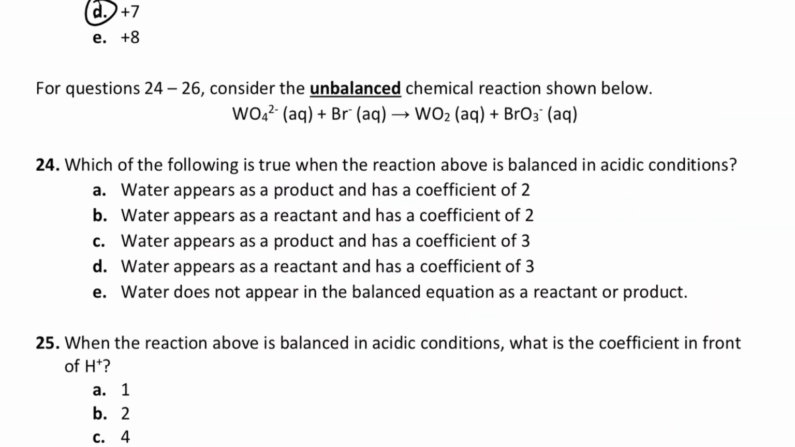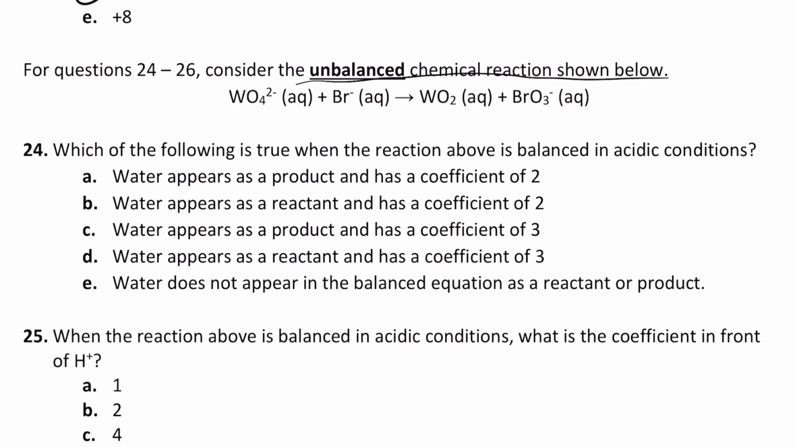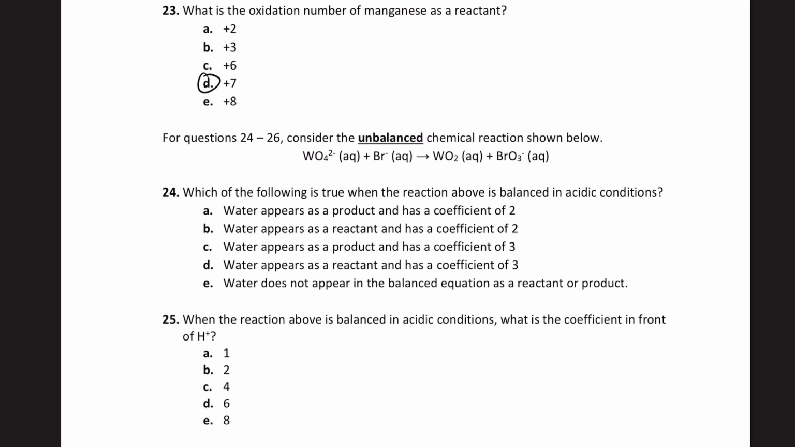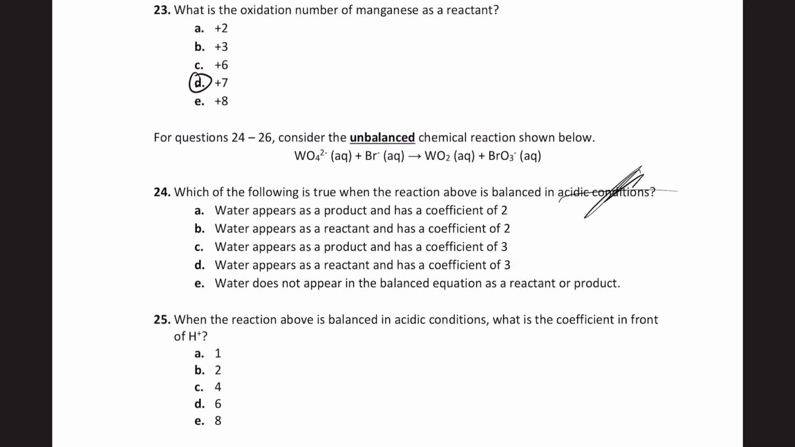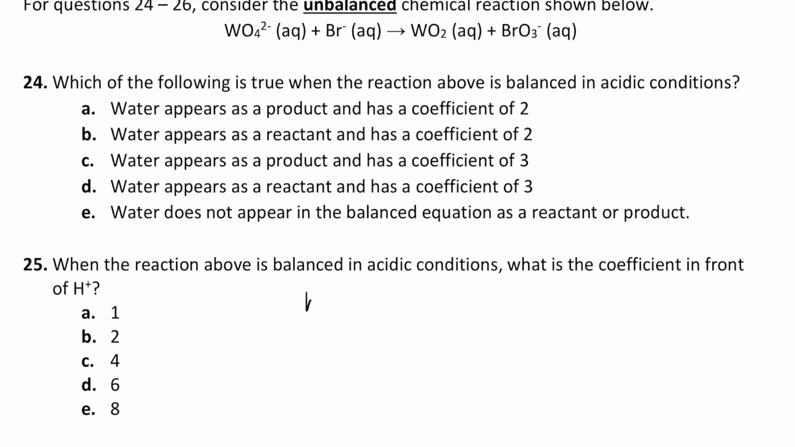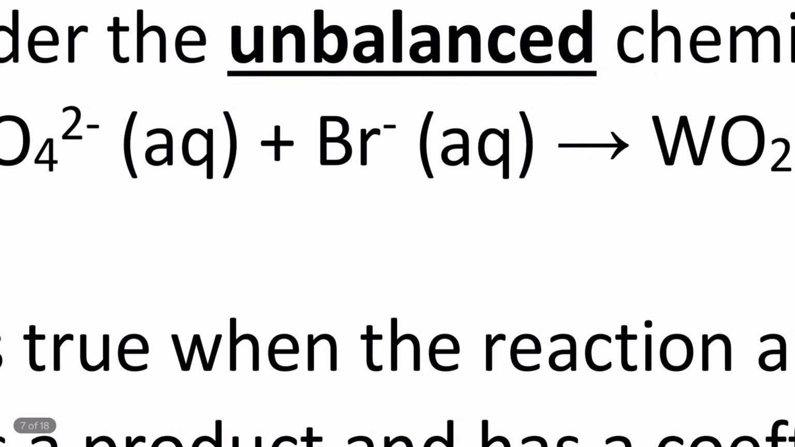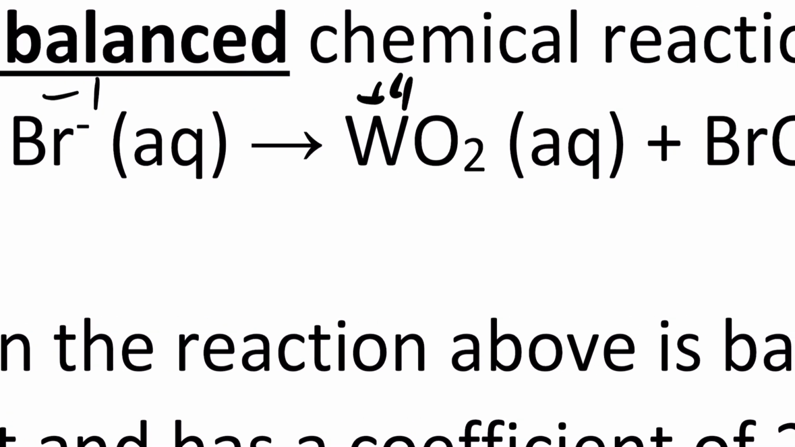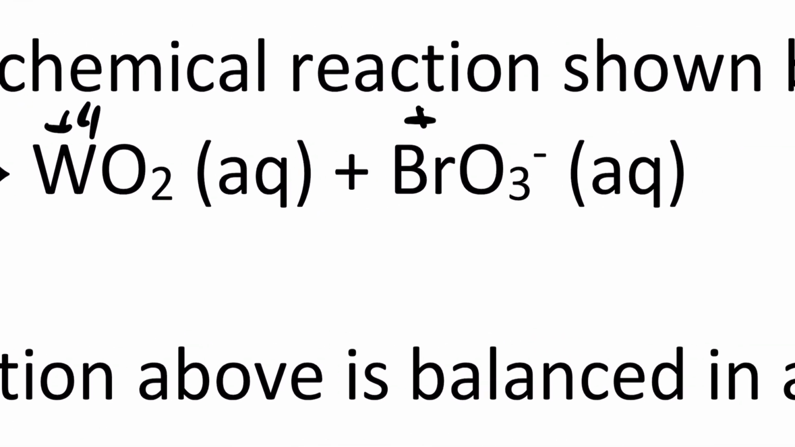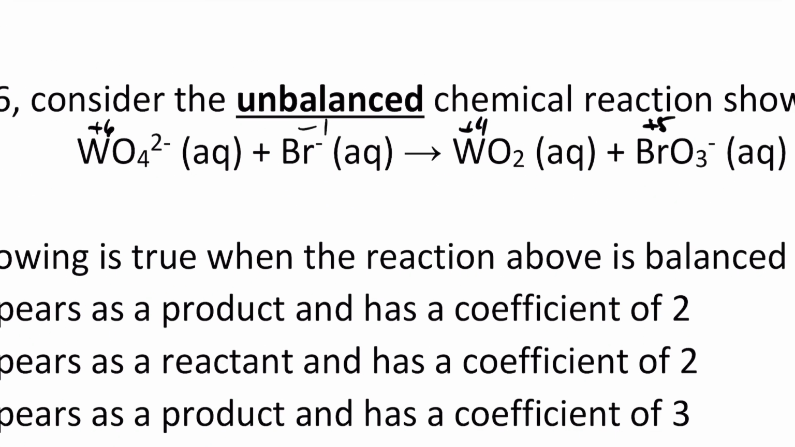All right, consider the unbalanced chemical reaction. This is a long question. It's under acidic conditions, so you have WO4 2- plus Br- yields, and I'm rewriting the whole thing. Let's do the oxidation states. W is +6, Br is -1, then +4 and +5. I hope you guys can see how I did that. Oxygen's always -2.